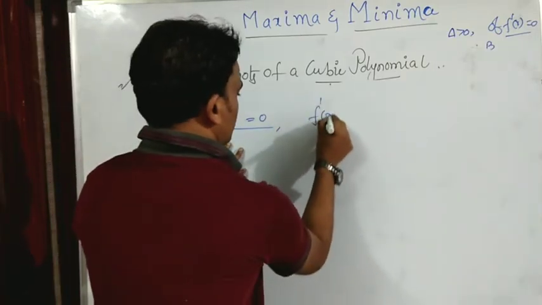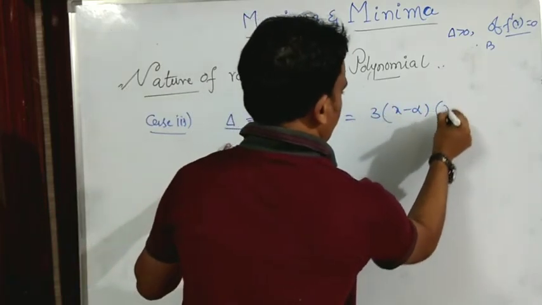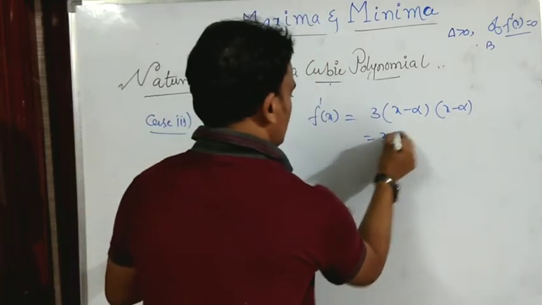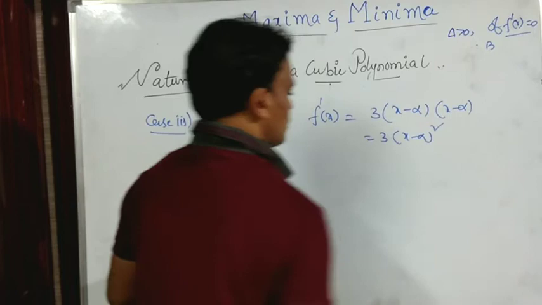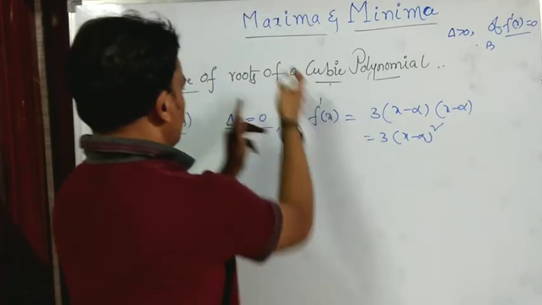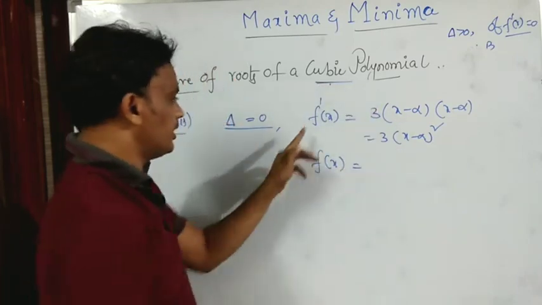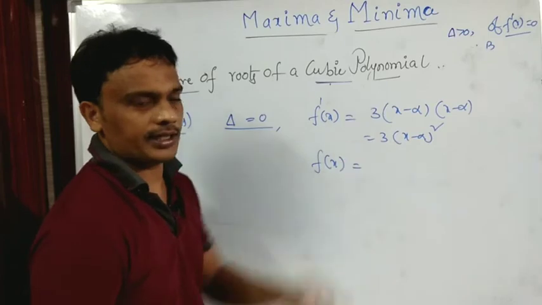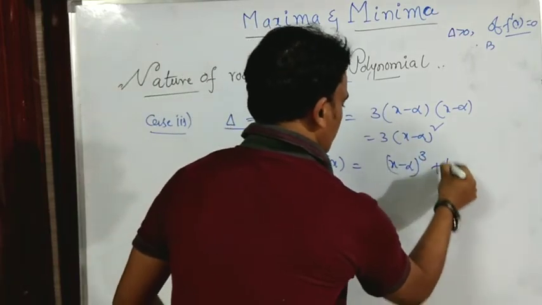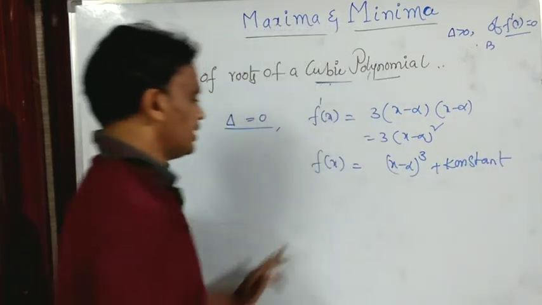In that case, the second degree equation f dash of x can be written as 3 into x minus alpha into the second root, also alpha, which is 3 into x minus alpha whole square. This is f dash of x. From this f dash of x, how do we get f of x? By integrating this one. So this is x minus alpha whole cube plus some constant. That is our f of x.